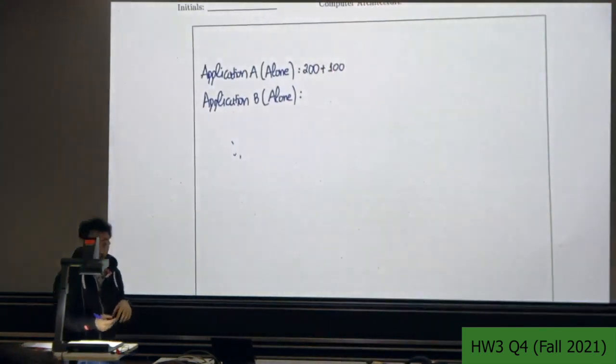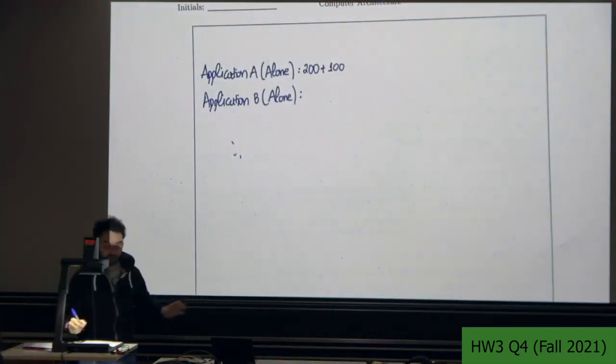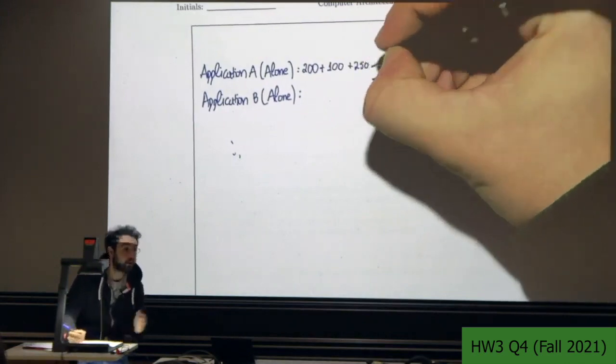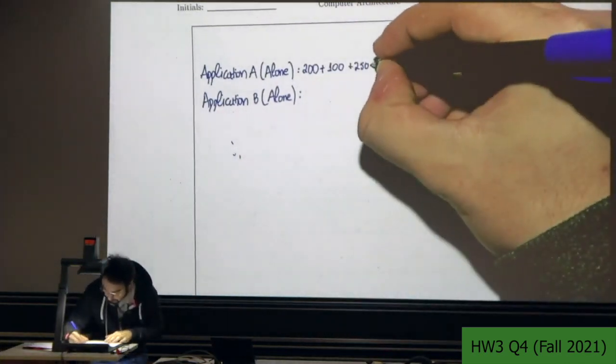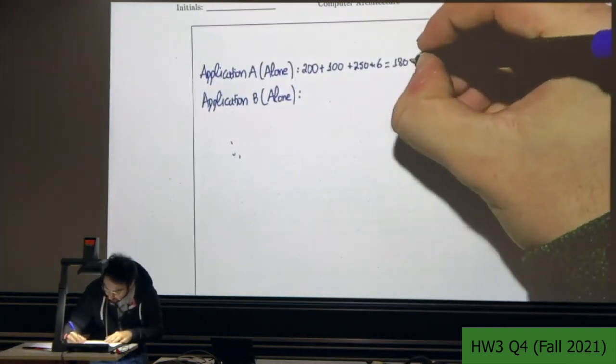And then for all the other requests, which are 6, we have conflicts, right? Because they were all different. They did not have the same number anywhere. So it's 250, which is the row conflict latency, multiplied by 6, which is 1,800 cycles.